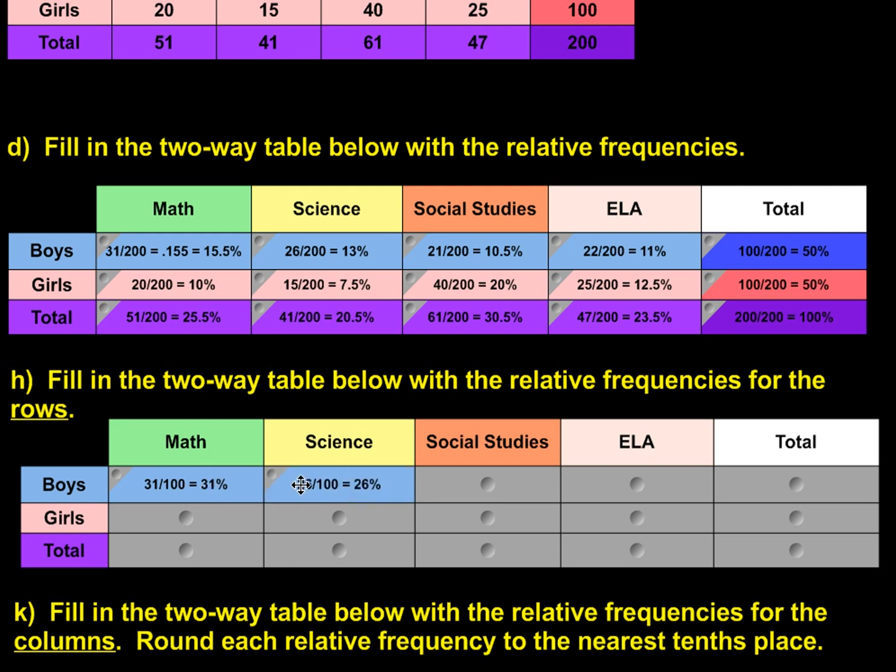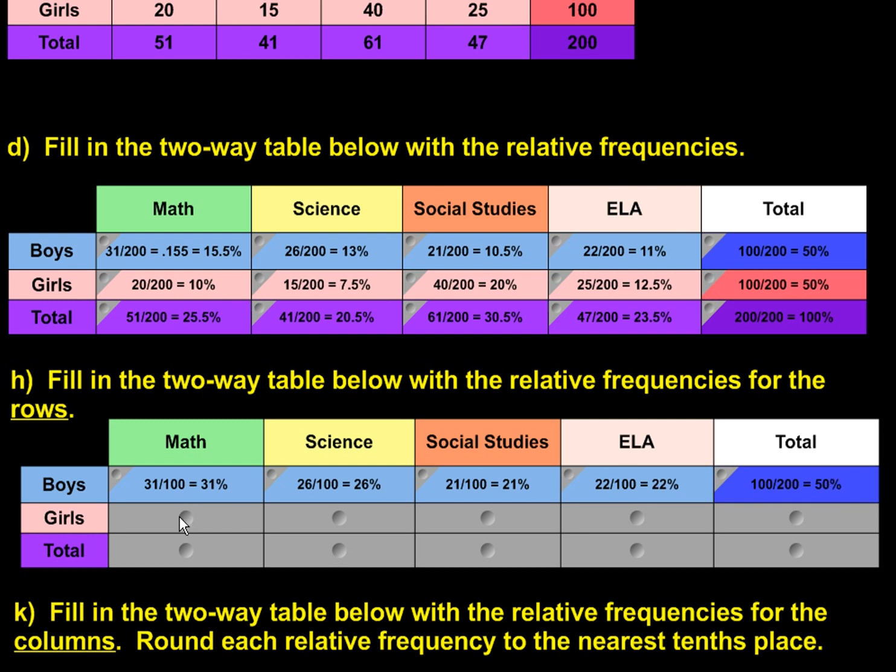For science, for the boys, we have 26 divided by 100, 26%. We have 21 divided by 100 for social studies, it's 21%. We have 22 divided by 100, which is 22%. And the total is 100 divided by 200 is 50%.